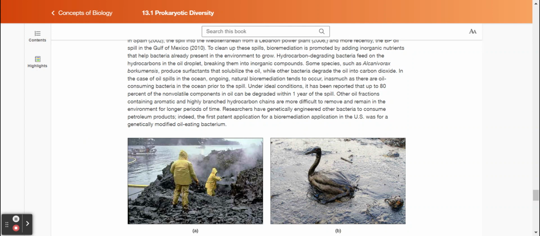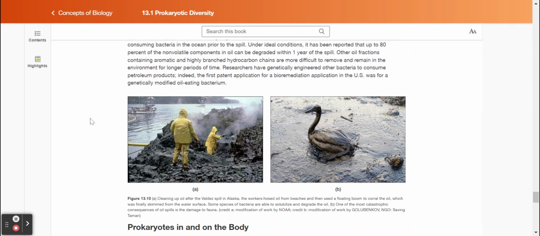Under ideal conditions, it has been reported that up to 80% of the non-volatile components in oil can be degraded within 1 year of the spill. Other oil fractions containing aromatic and highly branched hydrocarbon chains are more difficult to remove and remain in the environment for longer periods of time. Researchers have genetically engineered other bacteria to consume petroleum products. Indeed, the first patent application for a bioremediation application in the United States was for a genetically modified oil-eating bacterium.